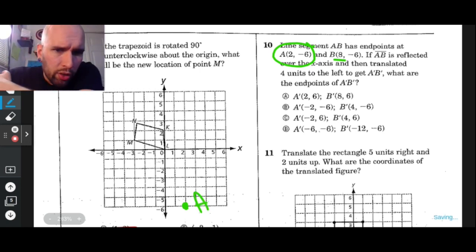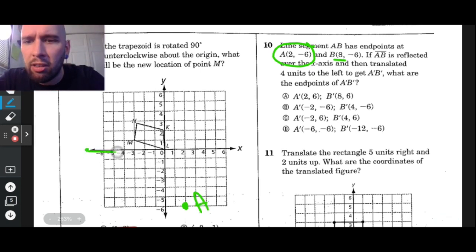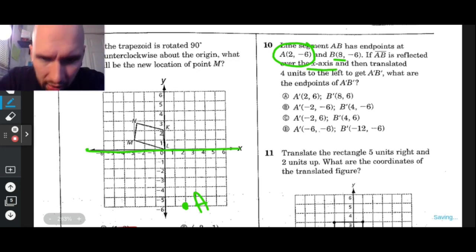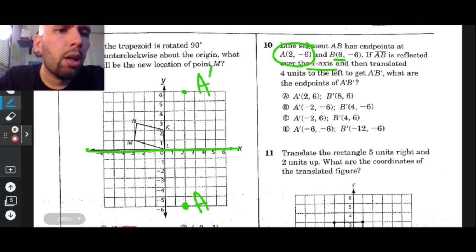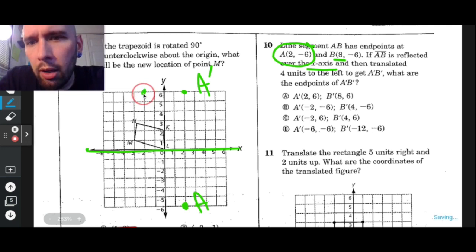It is reflected over the x-axis, which is this line right here. So A is way down here, and reflecting it over is going to be 1, 2, 3, 4, 5, 6 units away. So that's A prime. Now it's translated 4 units to the left. 1, 2, 3, 4. That's A double prime.